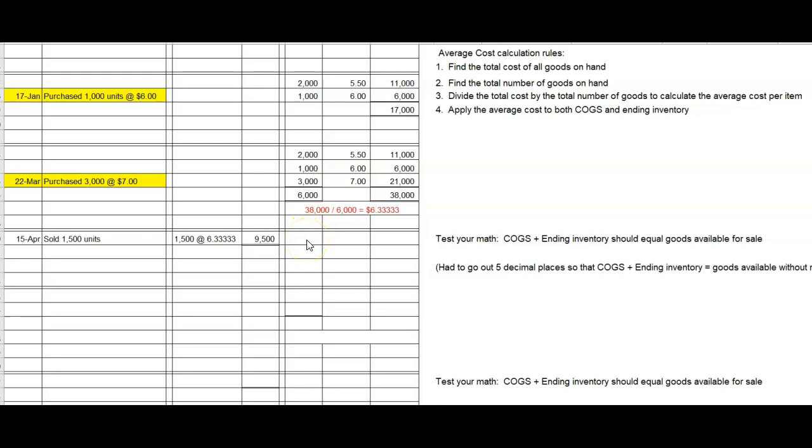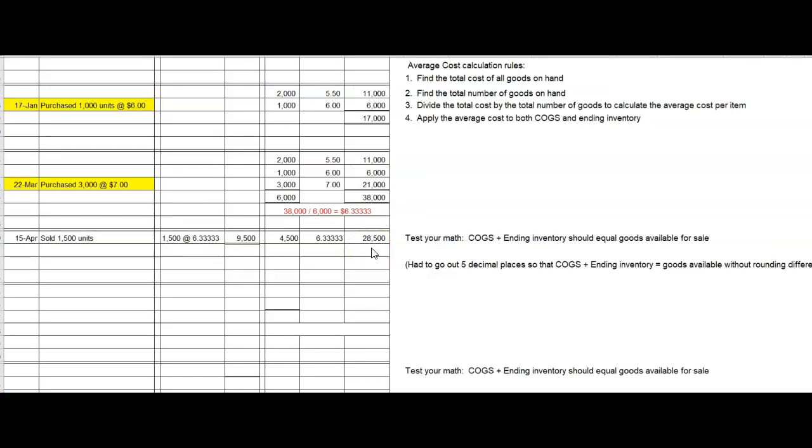Let's do the same thing for our ending inventory. We had 6,000 units available. We sold 1,500 of them, which means we have 4,500 units left at an average cost of $6.33333 equals $28,499.985, which easily rounds to $28,500 whole dollars. And I did make the notation that we did need to go out 5 decimal places so that cost of goods sold plus ending inventory does calculate goods available for sale immediately before this sale. $9,500 plus $28,500 does equal $38,000.